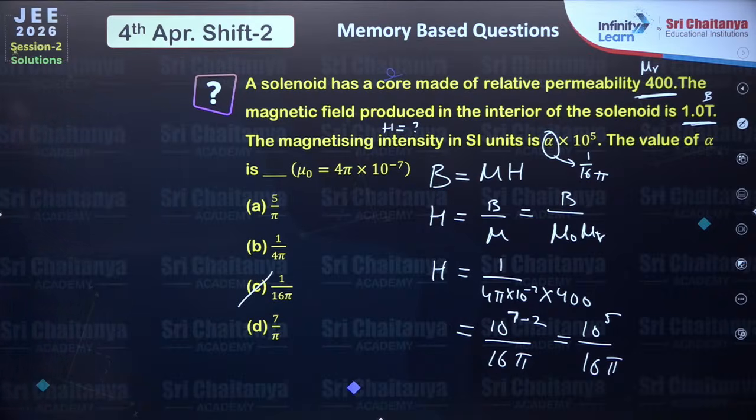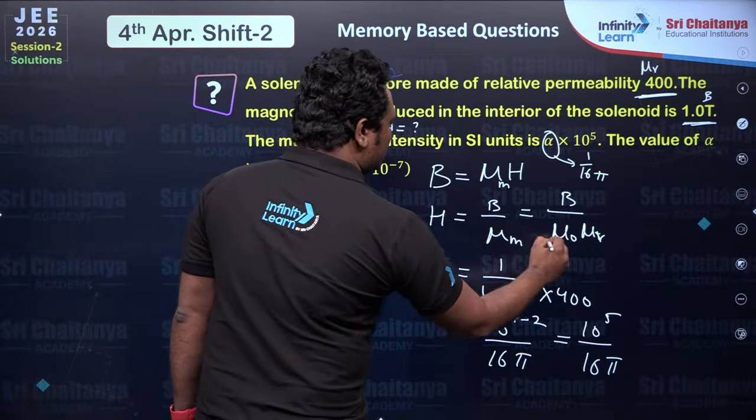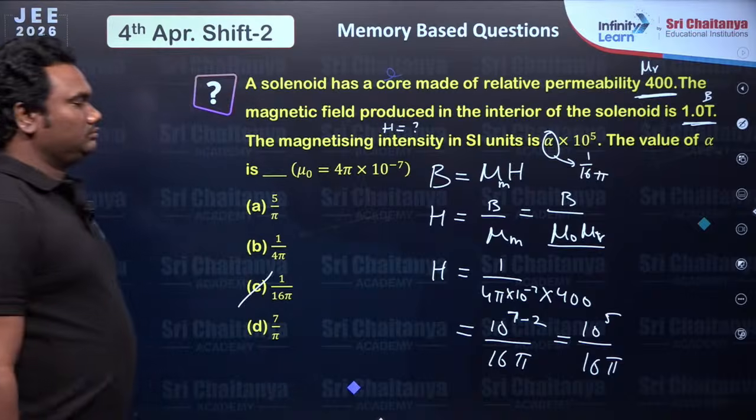B is equal to mu H. This is mu of this medium. Mu of medium is mu naught into mu r.